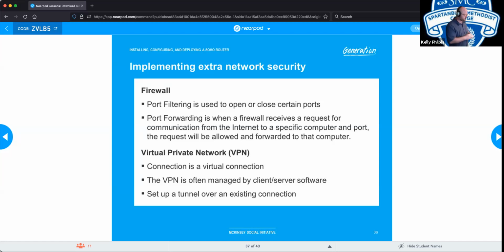So high level or high access ports, if you're not using those things, you can shut them off. And that is called hardening your systems. It will not allow traffic coming through to communicate on those specific ports. So that is port filtering. Port forwarding is a whole other thing.